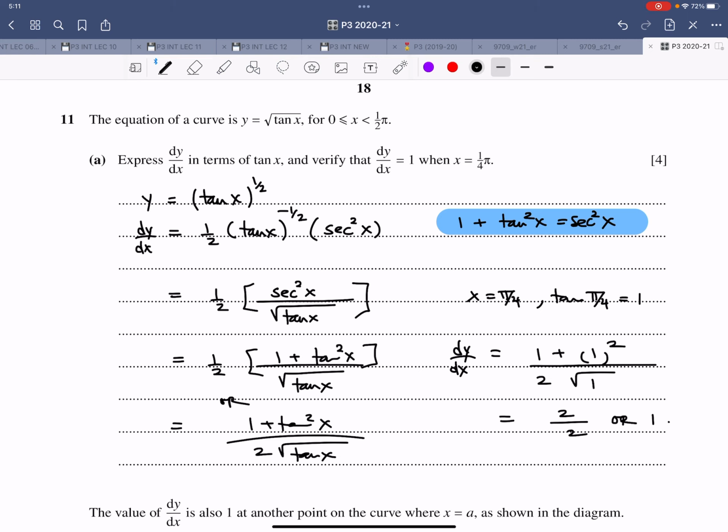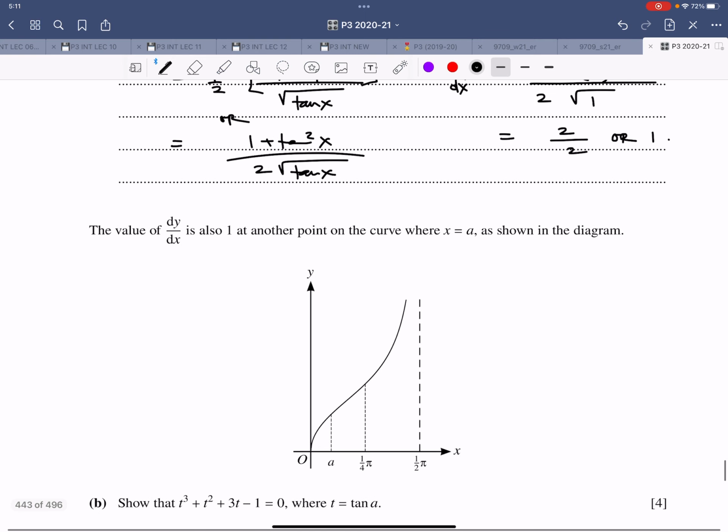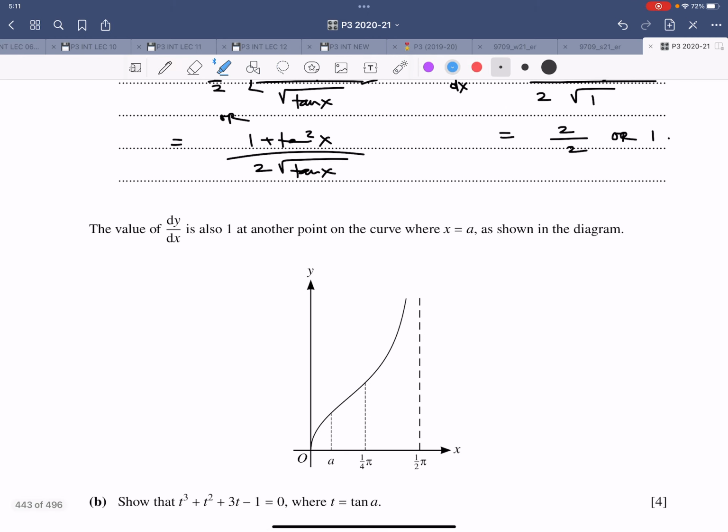Now it says the value of dy by dx is also 1 at another point on the curve where x is equal to a, as shown in the diagram. What it means is that if there is a tangent over here, this gradient is 1. If there is a tangent at the point A, these two lines are parallel.